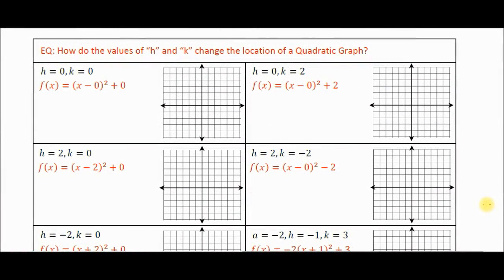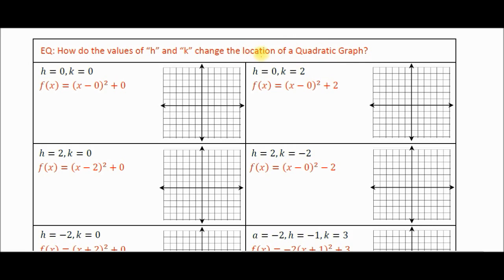These are the notes for the bottom flap of section number 4 of your Unit 3 Quadratic Functions flipbook. The essential question being answered in this section is, how do the values of h and k change the location of a quadratic graph? In a previous video, we explored how the value of a changes a quadratic graph, or changes the parabola. Now we're going to see how h and k change the location of the quadratic graph.